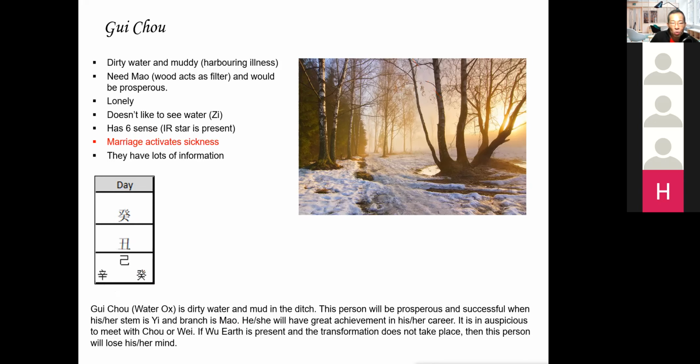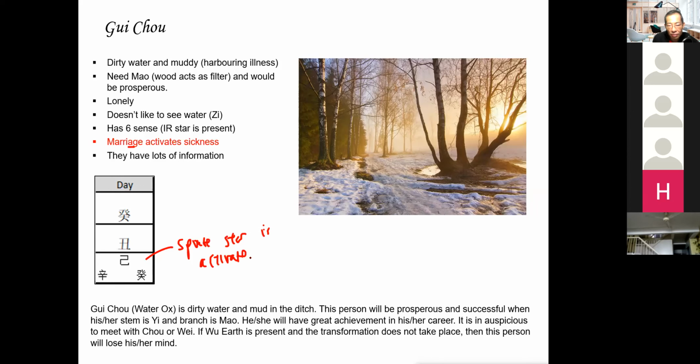And so when they get married, their spouse pillar is activated. As it is activated, the earth contaminates the water, it activates sickness. So in every essence, Gui Chou people would be better to marry later. Marry later is better, because marrying early gives you that effect.